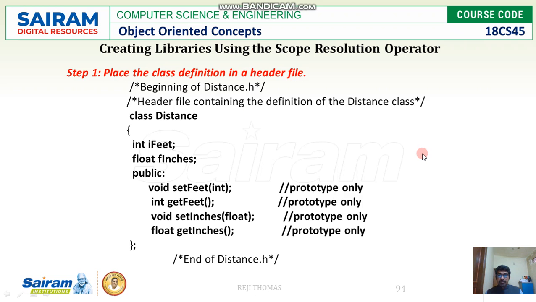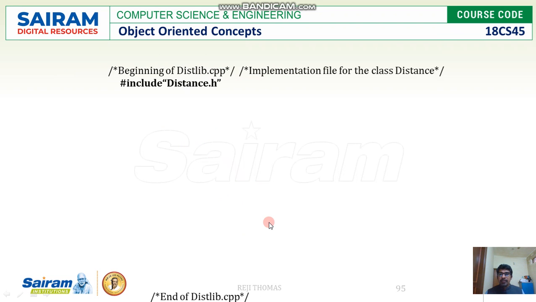Next is how to create libraries using the scope resolution operator. The first thing is you have to place all the definitions in a header file. So we have the class definition. This is the Distance class. We have two private members, and we have four members with only prototypes. This should be inside the header file.